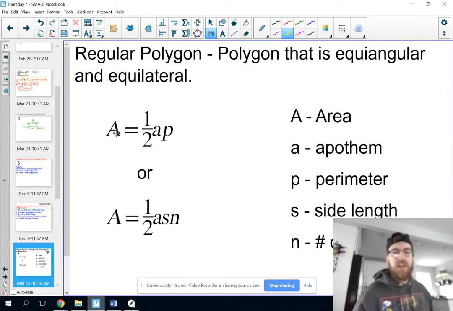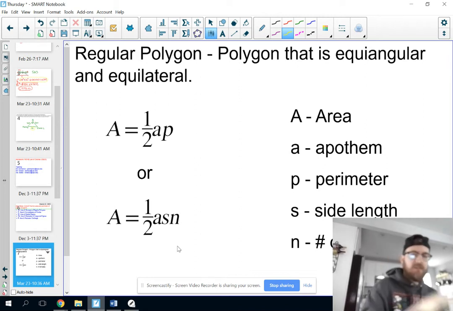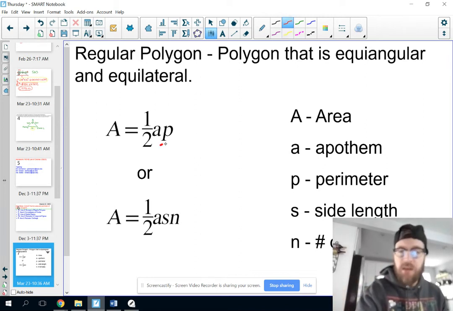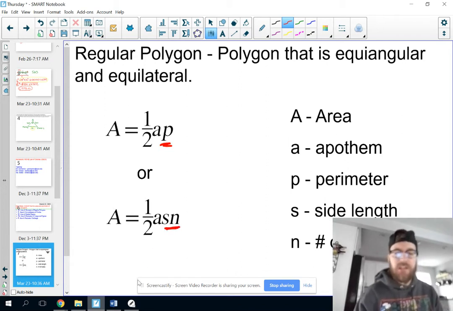So first formula, area equals 1/2 times apothem, that's a new word for us, so we'll talk about that in a second, times the perimeter of the shape. Or you could use area equals 1/2 times apothem times side length times the number of sides. The thing to notice here is that perimeter is the same as SN, side length times number of sides. Since all the side lengths are the same, if you take the side length and multiply by the number of sides, that gives you the perimeter. So that's why these two formulas work hand in hand, and you can choose which one to use.